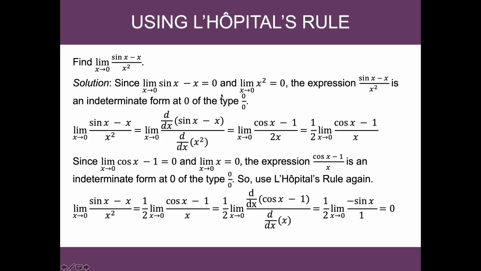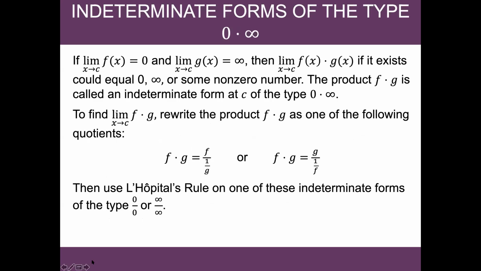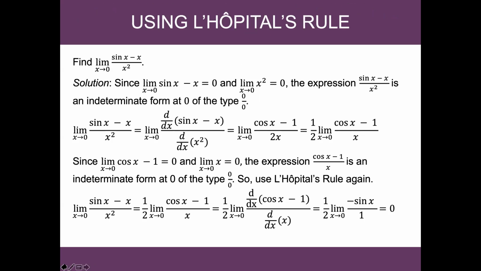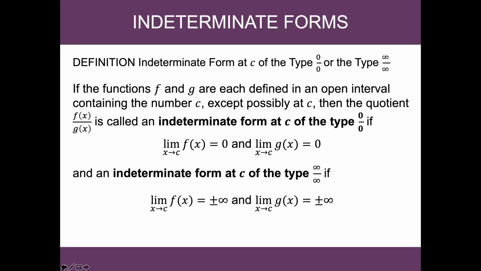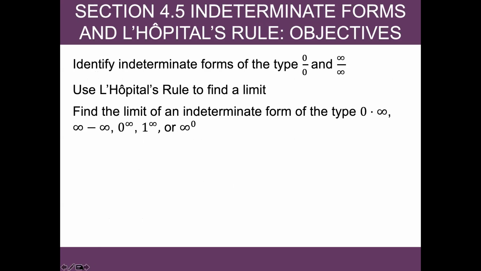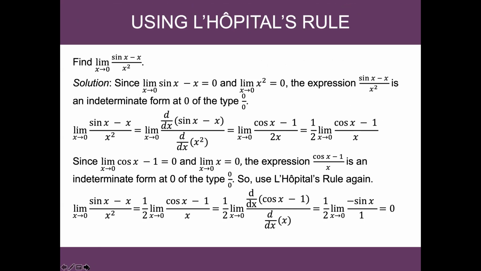We get 0 over 0, so we're going to use L'Hopital's rule. Take the derivative of the top. Take the derivative of sine x minus x, and the derivative of sine is cos, and the derivative of minus x is minus 1. Okay, then we've got to check the denominator. The derivative of the denominator is 2x. Okay, so now the idea is to check and see, does it qualify? Does it give us a solution?